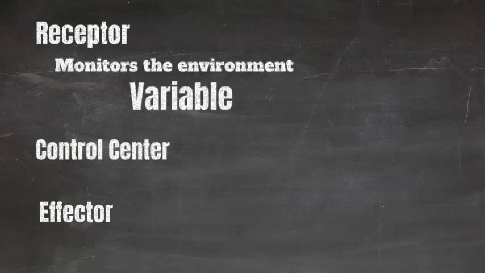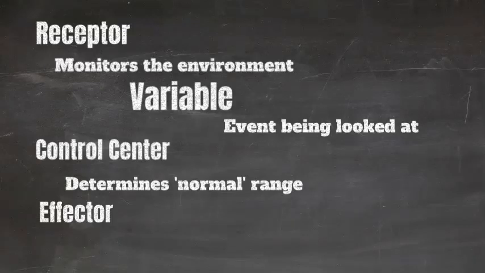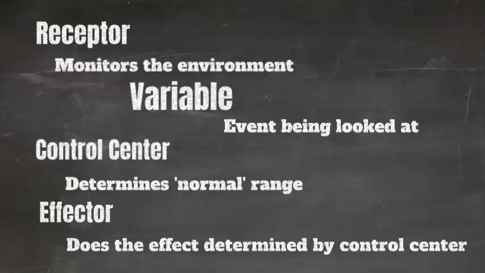Homeostasis requires three main components. You're going to have a receptor, you're going to have a control center, and then you're going to have an effector. What the receptor is going to do is it's going to monitor the environment. It's going to be looking at a variable. The variable is what it's looking at. It's the event that's going to be monitored. It's going to look for a stimulus, which is a change in that variable. It will then report to the control center. The control center will determine whether or not it's in the normal range. It will then tell the effector to do whatever effect is determined appropriate by the control center.